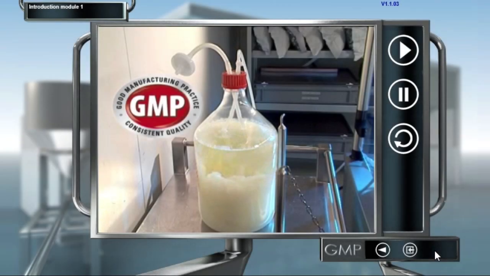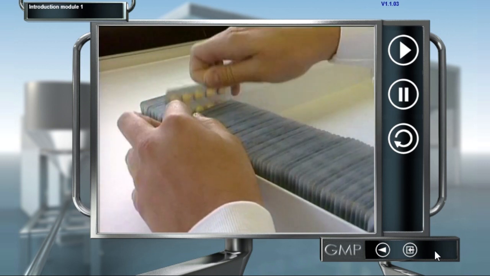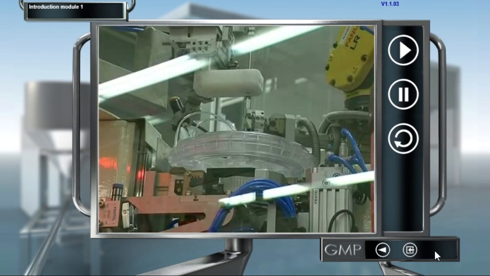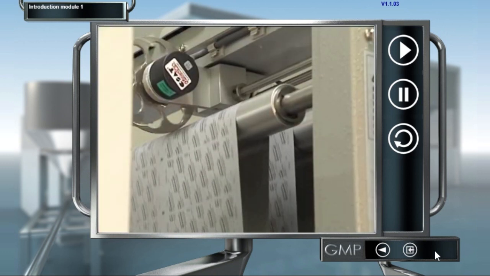GMP is an international concept. The initials stand for Good Manufacturing Practice. In particular, GMP has been established to prevent mistakes in the production of medicines, in the production of medical devices, and the packaging of medicines.